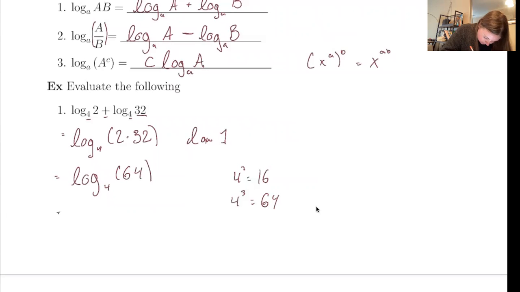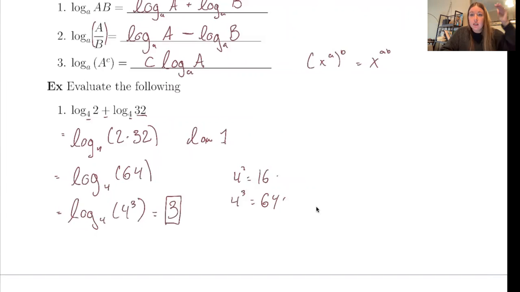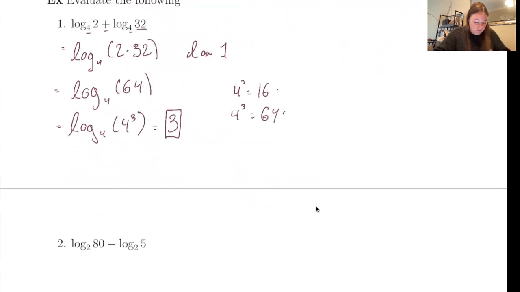So log base 4 of 4 cubed would just equal 3. So that was a lot easier than trying to figure out log base 4 of 2 and log base 4 of 32, especially since they didn't show up on any integer scale. Okay, so that's why it's useful to know these things when you're evaluating logarithms.